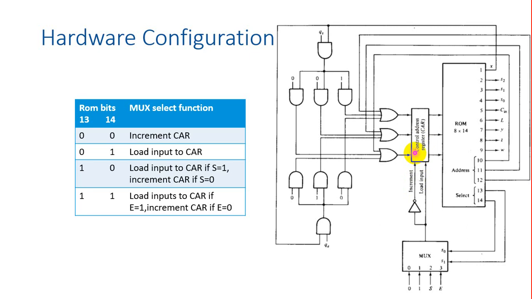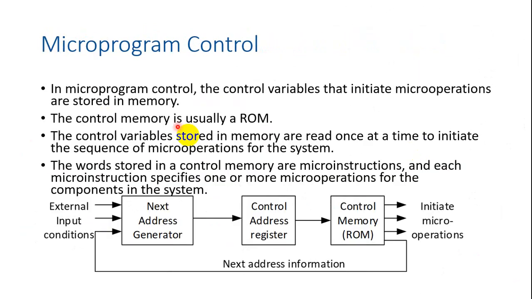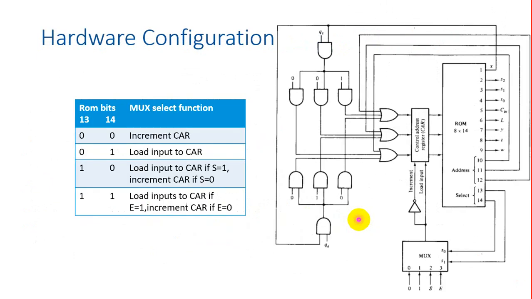That means if the condition is false, you don't load the address into the control address register. You increment the control address register by 1 so that you go to the next line. And if the condition is true, then you load the branch address and you go to that location. So if I tell you about this diagram: next address generator, control address register, control memory. This is the control address register, control memory, and all the other things that you see are part of the next address generator.